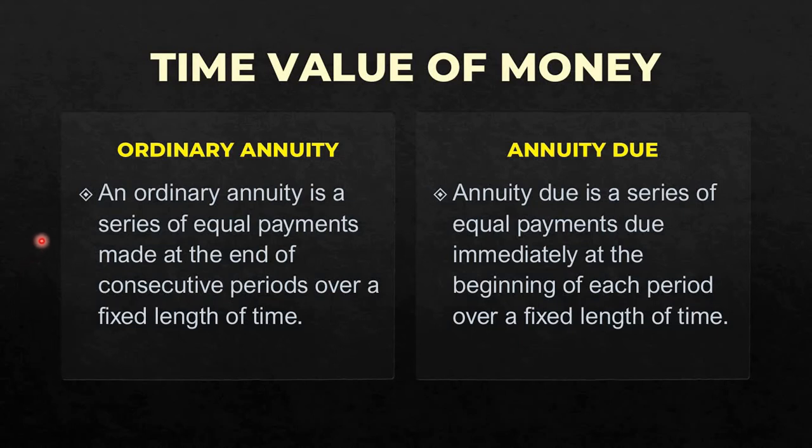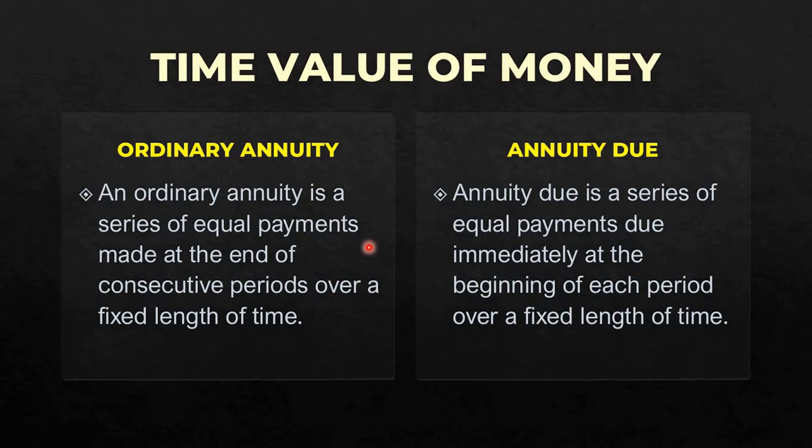So, for ordinary annuity, sabi niya, this is a series of equal payments made at the end of consecutive periods over a fixed length of time. Then, when we say annuity due, this is a series of equal payments due immediately at the beginning of each period over a fixed length of time. So, kung titingnan natin maigi yung definition ng dalawa, halos meron silang iisang definition, that they are both series of equal payments. So, dapat daw may series of payments.